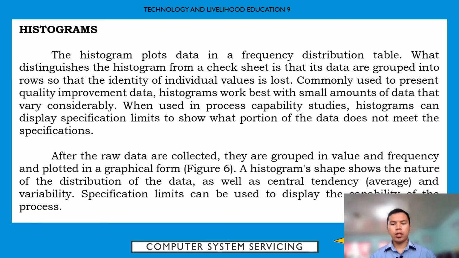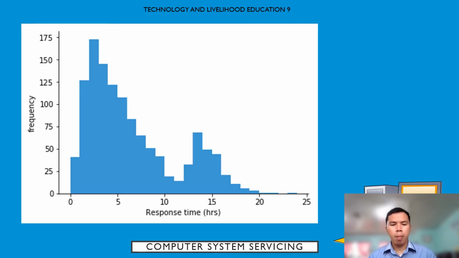A histogram shape shows the nature of the distribution of data as well as the central tendency, or the average or the mean, and the variability. Specification limits can be used to display the availability or reliability of the process. So this is an example of a histogram. On the side is the frequency, and on the bottom are the response times. Through the use of this histogram, we can identify at what time we gain the highest frequency and at what time we have the lowest frequency.